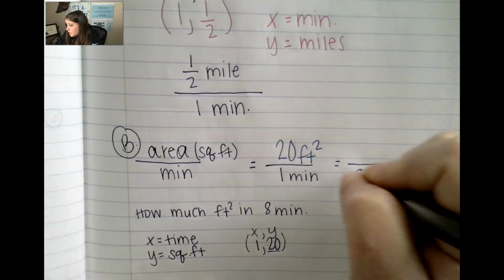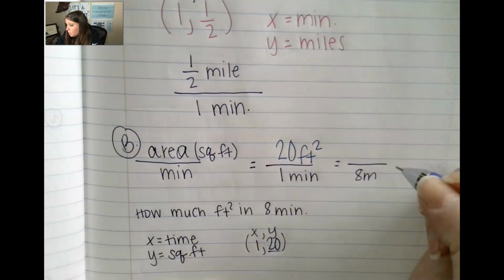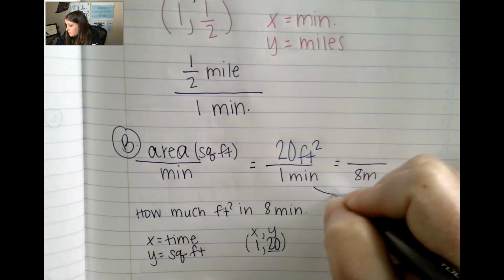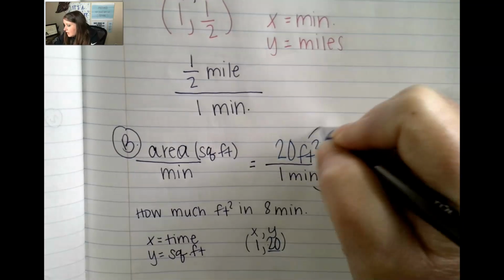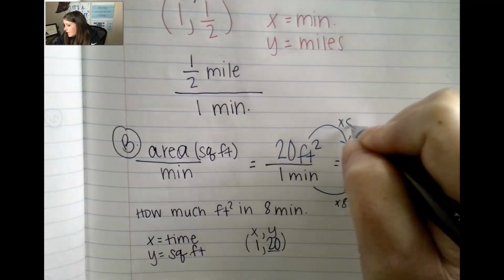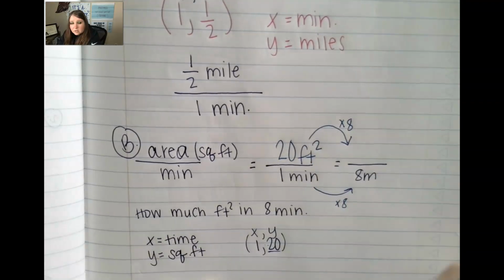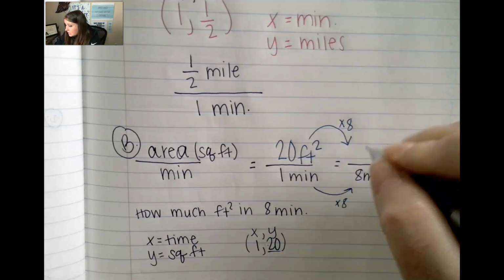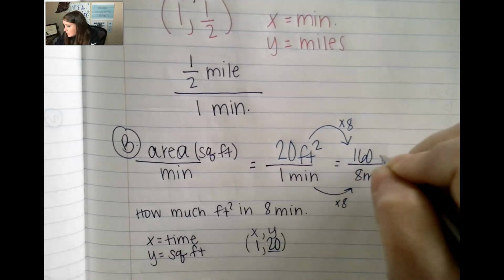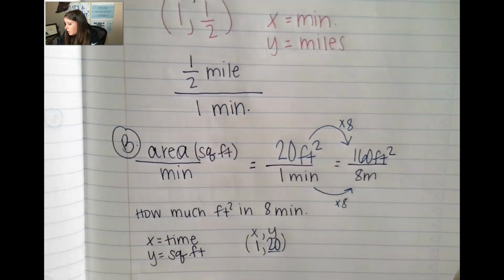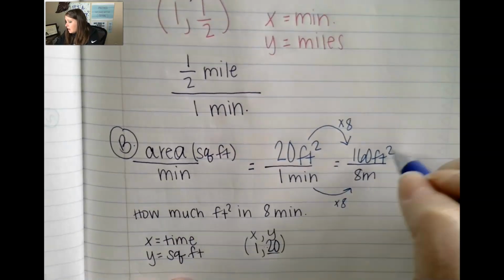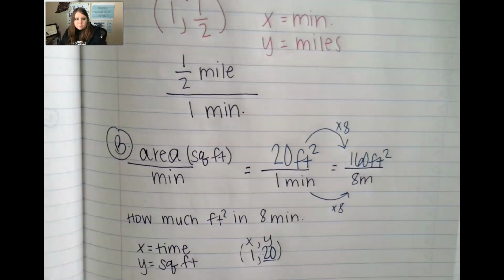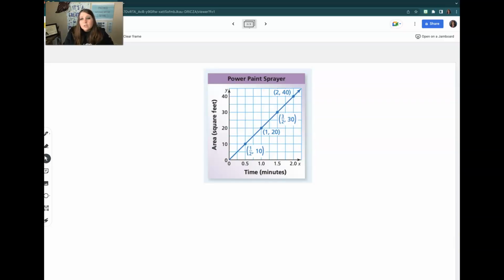So we can use cross multiplication, or we can just say 1 times 8 is 8, and on the top we can multiply by 8 and get our answer. So 20 times 8 gives us 160 feet squared. So how much feet squared in 8 minutes? 160.